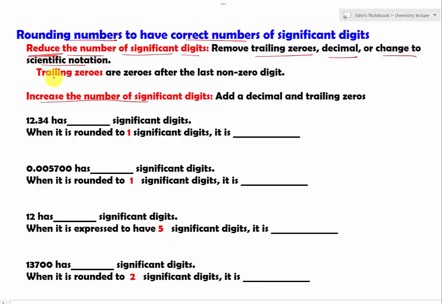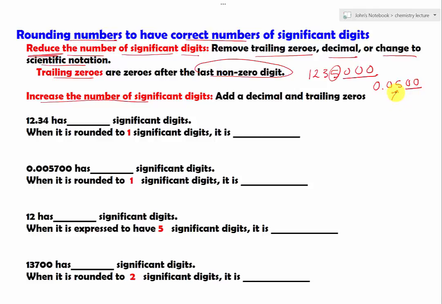Now, what are trailing zeros again? Trailing zeros are zeros after the last non-zero digit. For instance, we have 1, 2, 3, 5, 0, 0, 0. All these three zeros here are trailing zeros because this is our last non-zero digit. If we look at a decimal, 0.500, these would be the trailing zeros because this is your last non-zero digit.